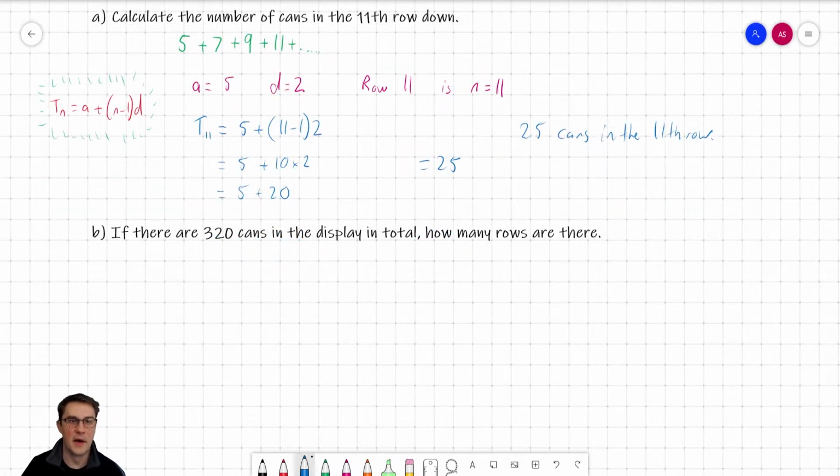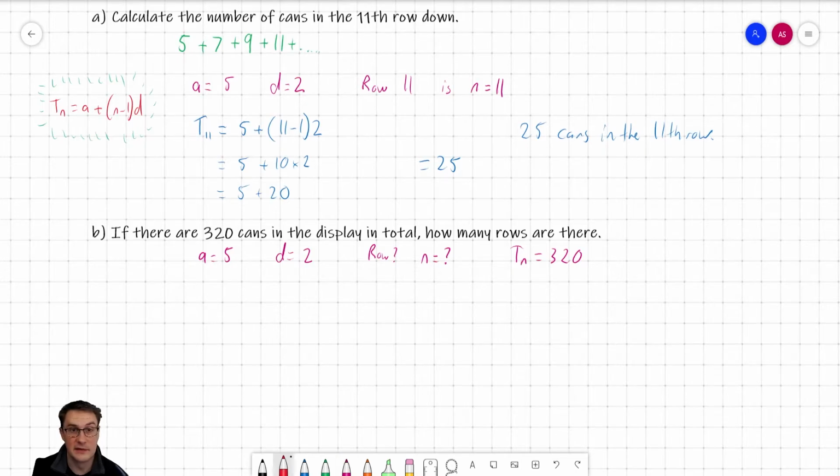Now we have the second part, B, which we need to deal with. It says if there are 320 cans in the display in total, how many rows are there? So let's define our information. We still have a equal to 5. We still have the difference d equal to 2. In this part, we don't know what row we have, so n is a question mark. But what we do know is that the total is 320.